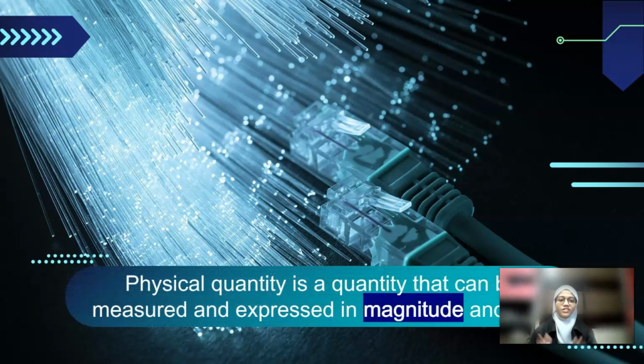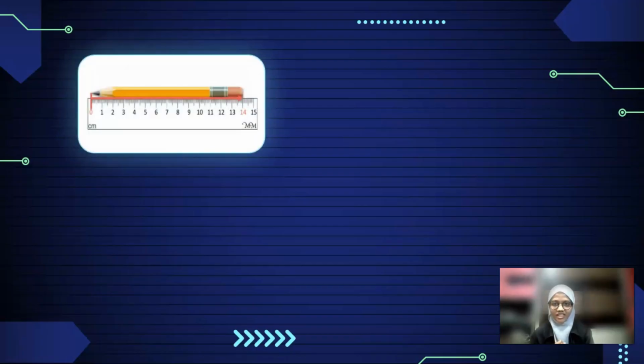So based on the induction set just now, we can say that a physical quantity is a quantity that can be measured and expressed in magnitude and unit. So a physical quantity must have these two expressions. The first one is the magnitude and then its unit. So let's see more about physical quantity.